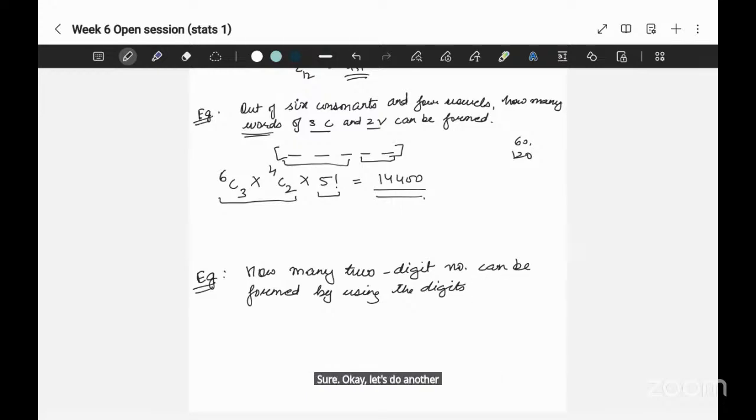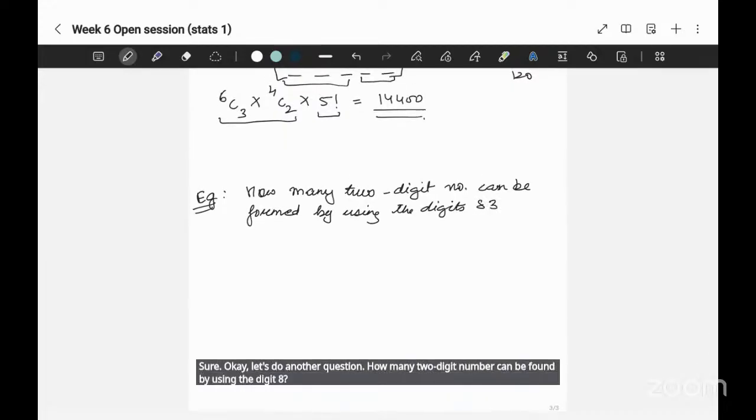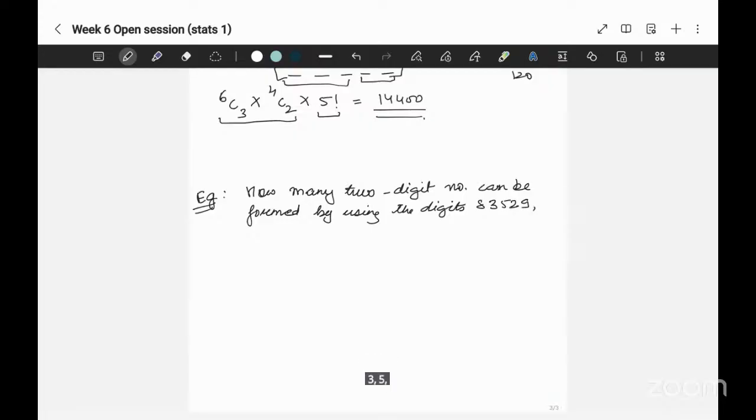Let's do another question. How many 2-digit numbers can be formed by using the digits 8, 3, 5, 2, 9 if repetition is not allowed?